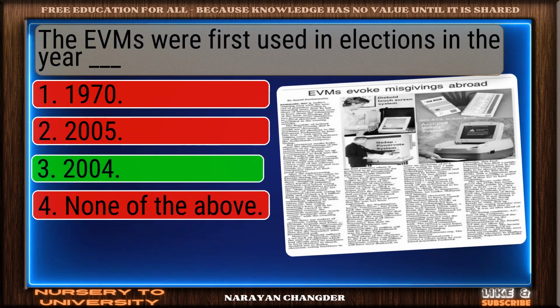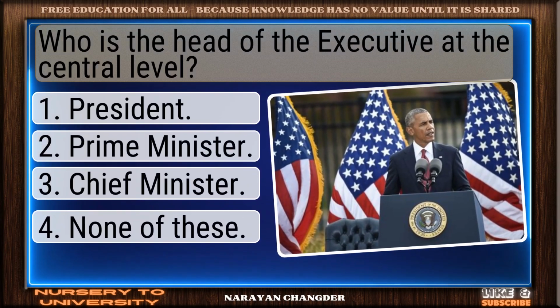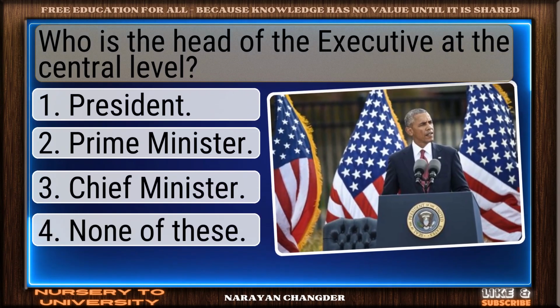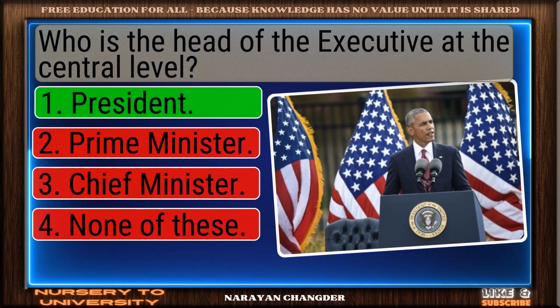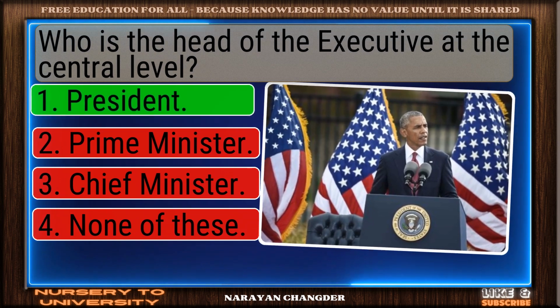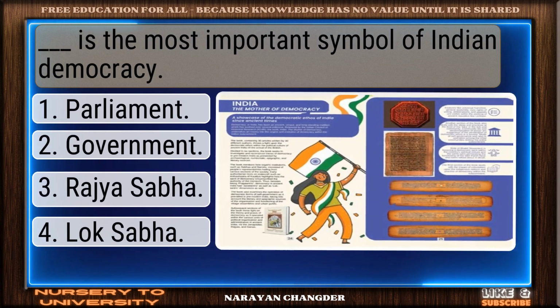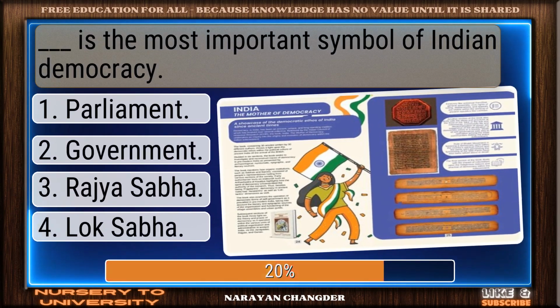Nice work. You chose 2004 and it is correct. Question number 109. Who is the head of the executive at the central level? Good thinking. President is the right answer. Question number 110. Dash is the most important symbol of Indian democracy.